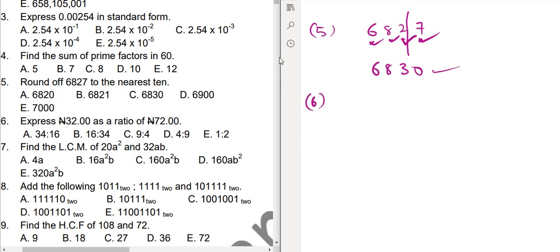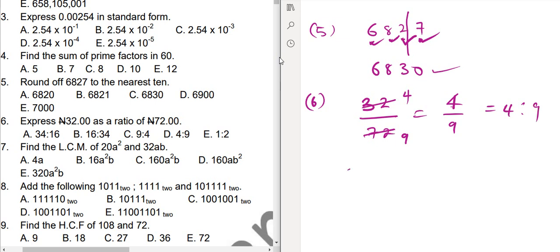Number 6. Express 32 naira to 72 kobo as a ratio. Please, what is a ratio? Ratio means division. So it's 32 over 72. 8 can go: 4 over 9. So that's what? 4 ratio 9. 4 over 9 is 4 ratio 9.